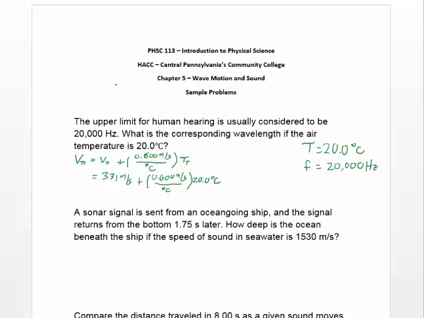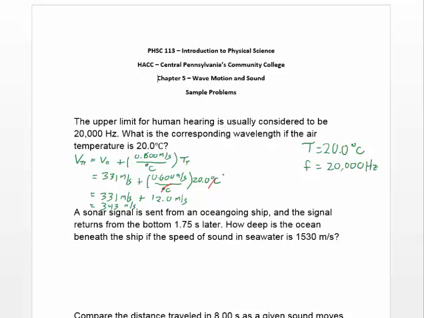And what will we see here? Well, our degrees Celsius will cancel. So we can cancel those out, and we're going to get just a velocity in meters per second. We will then get this equals 331 meters per second plus 12 meters per second, which gives us our velocity of 343 meters per second. Now we have the velocity.